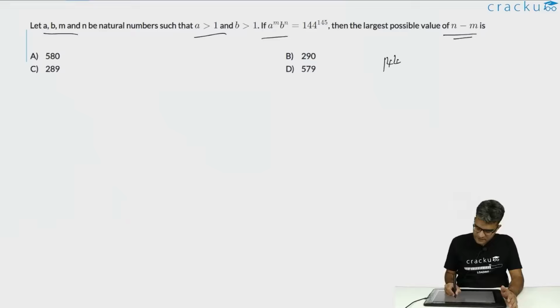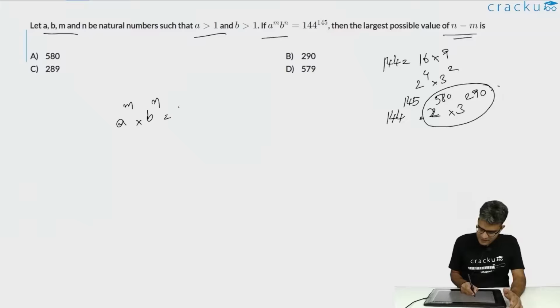What is 144? 144 is 16 into 9, which is 2 to the power 4 into 3 square. This is the value of 144. So 144 to the power 145 is equal to 2 to the power 580 into 3 to the power 290. So a to the power m into b to the power n is equal to 2 to the power 580 into 3 to the power 290.